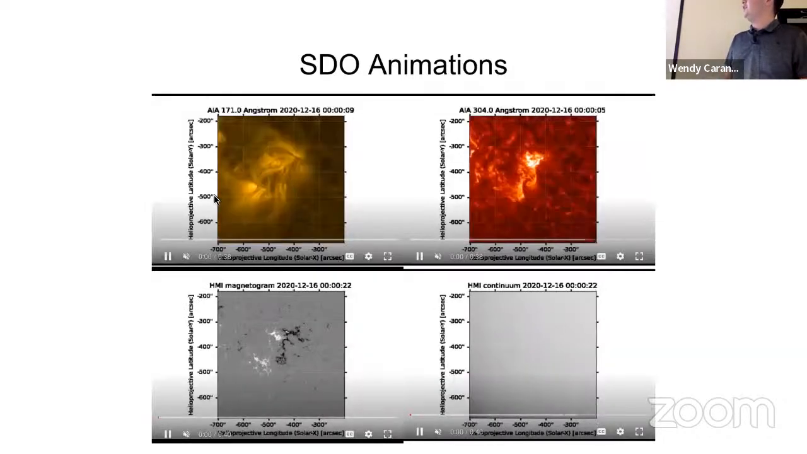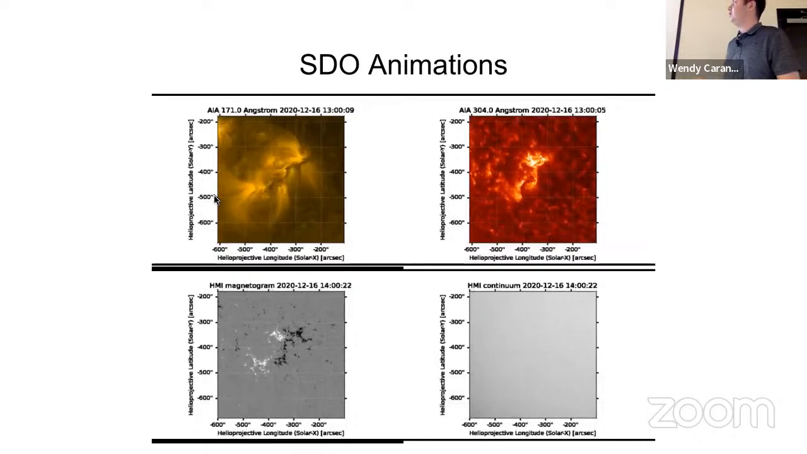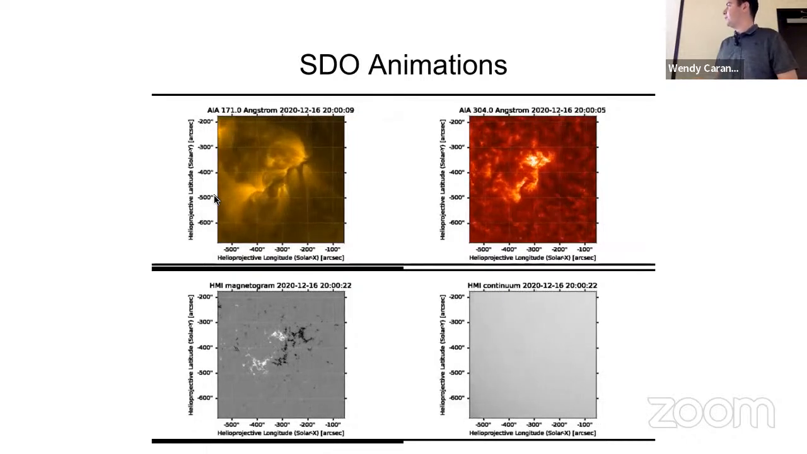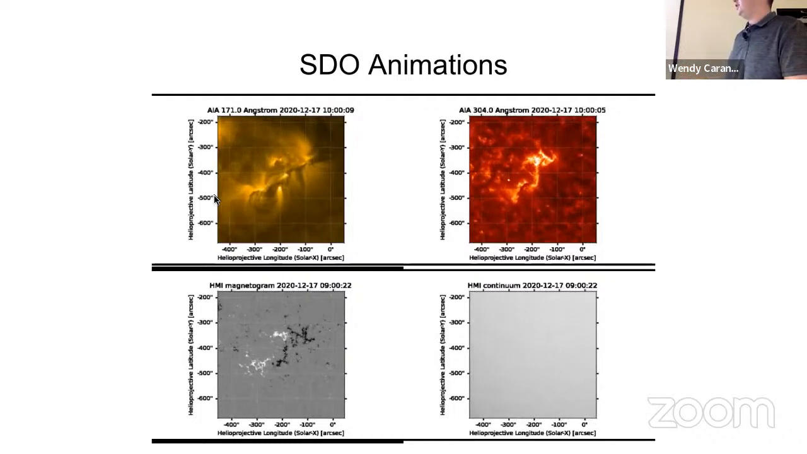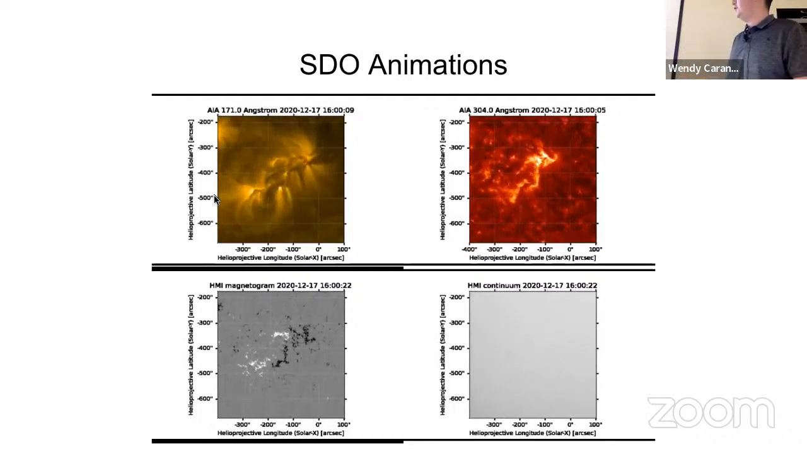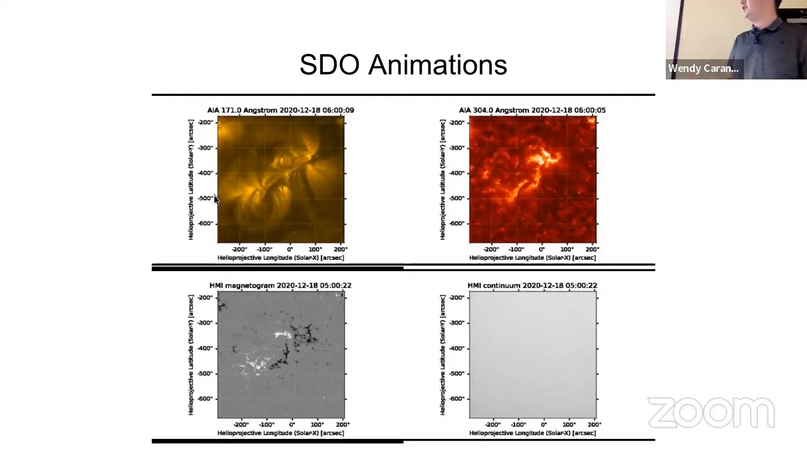So here are the animations of SDO. In the top left, the 171 wavelength is good for seeing the flow of the plasma. And then an important thing to note on the bottom here, if you watch this area, the white and black will kind of combine, and then they will disappear. We call this flux cancellation.